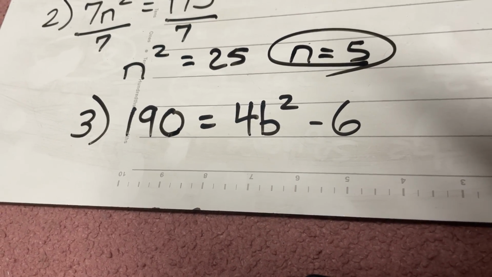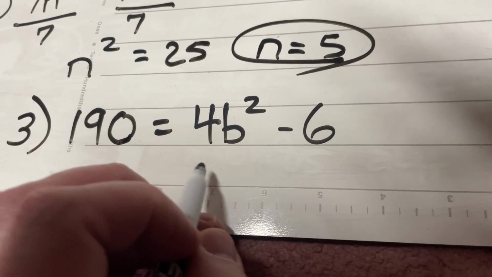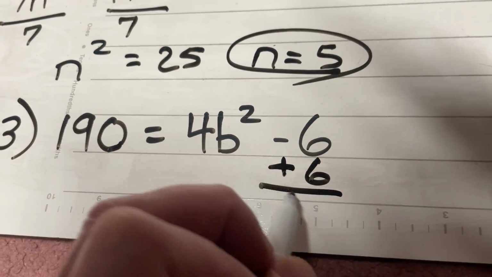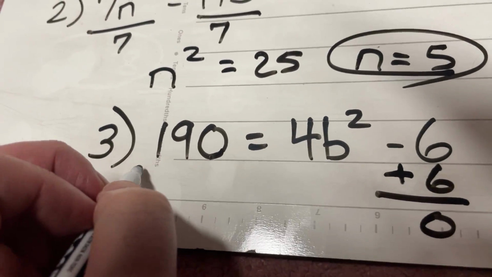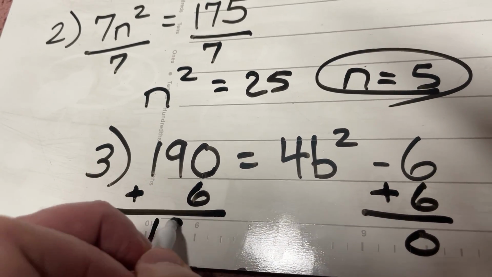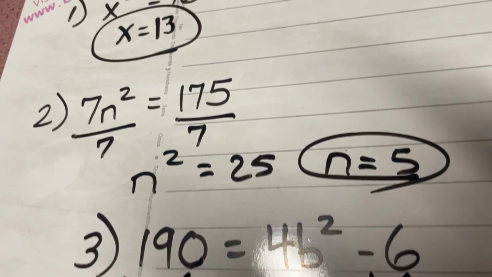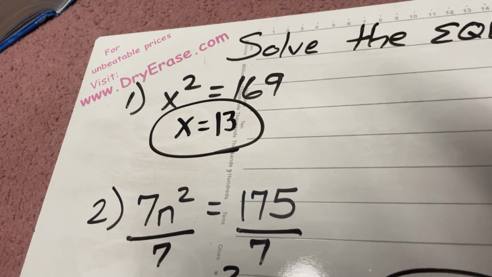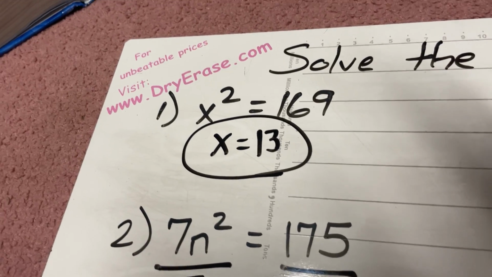190 equals 4b squared minus 6. Well, I want to isolate the 4b squared, so I'm going to do that by adding 6 to both sides. That's going to give me 0 here, and that's going to give me 196 here. Now, before I continue on, I'm going to pause right there because I want to point something out that's going to be very important.